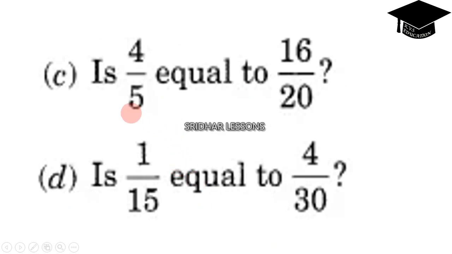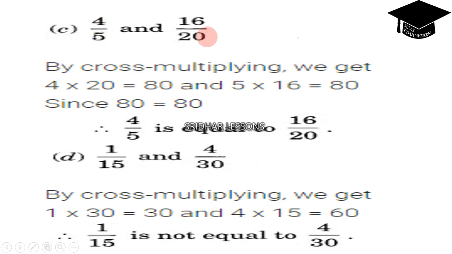Next two problems, 4 by 5 and 16 by 20. By cross multiplication, 4 into 20 equals 80. 5 into 16 equals 80. So 80 equals 80. Therefore, 4 by 5 equals 16 by 20.